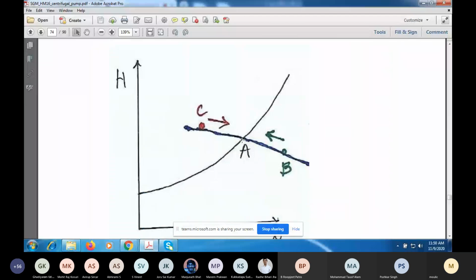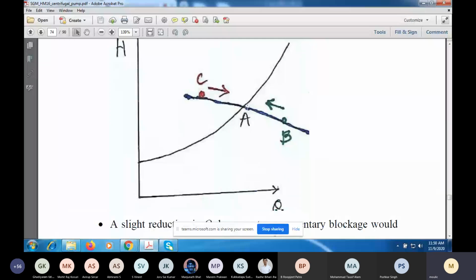Okay. So here I have shown the intersection point as A. So let us say you are at this point. The flow rate is QA. Now suppose I increase the flow rate slightly. Then what will happen? The pump head will decrease. So if the pump head decreases, it will tend to reduce the flow rate. So you will have a tendency to move back towards point A.